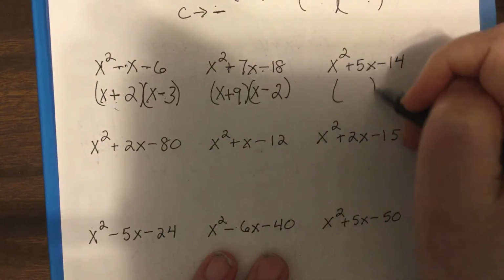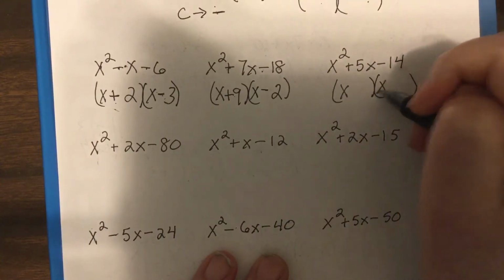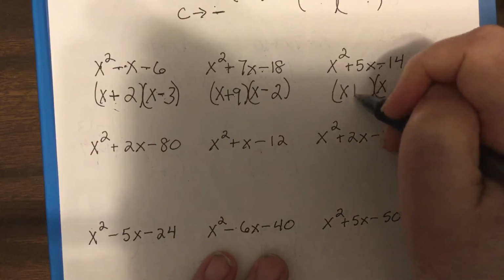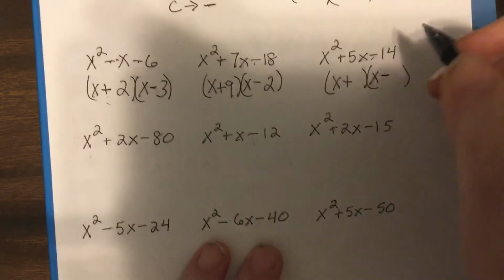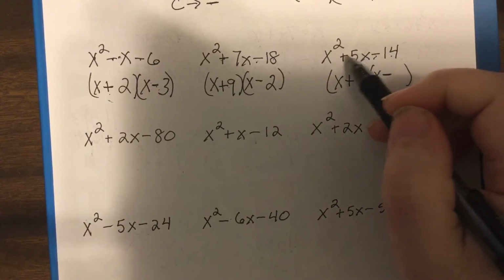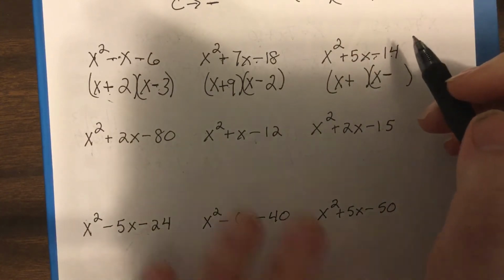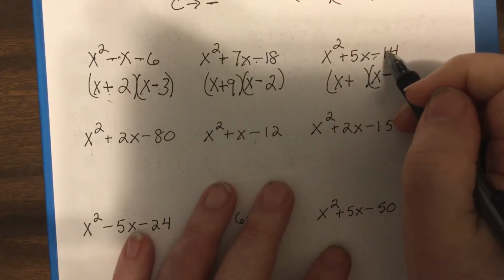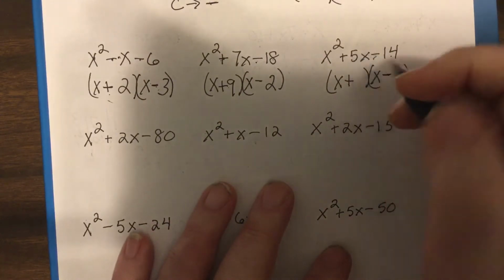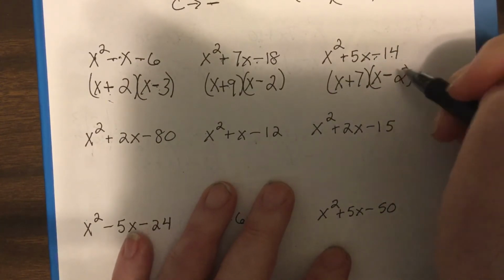So this one, x squared is x and x. Last term is minus, so plus minus. What do you multiply to get 14, but you subtract to get 5? And the largest one goes with the middle, which is plus. So, okay, how about 7 and 2? 7 minus 2 is 5. Largest one would go with the plus.